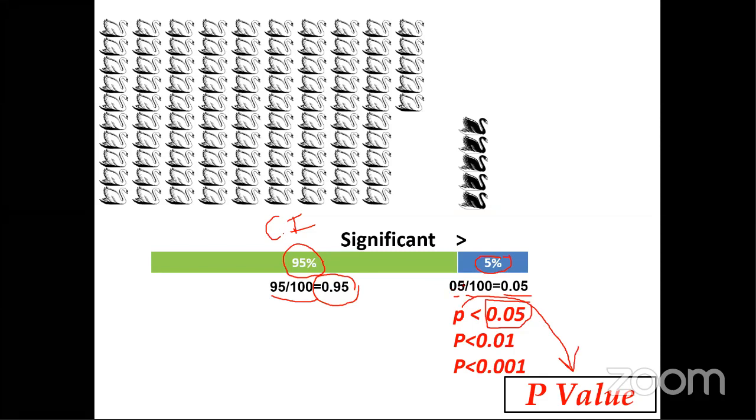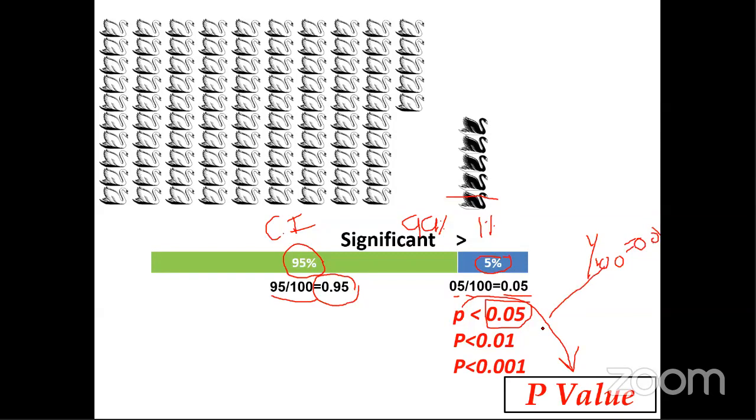Or still my confidence is more, that means 99%. It's very nice. That means I have 99 white swans, only one black swan. So obviously on this side what happens? 1%. So 1 divided by 100 is 0.01, which you are seeing here. Still if you are more confident, 99.9%, then it becomes 0.001.